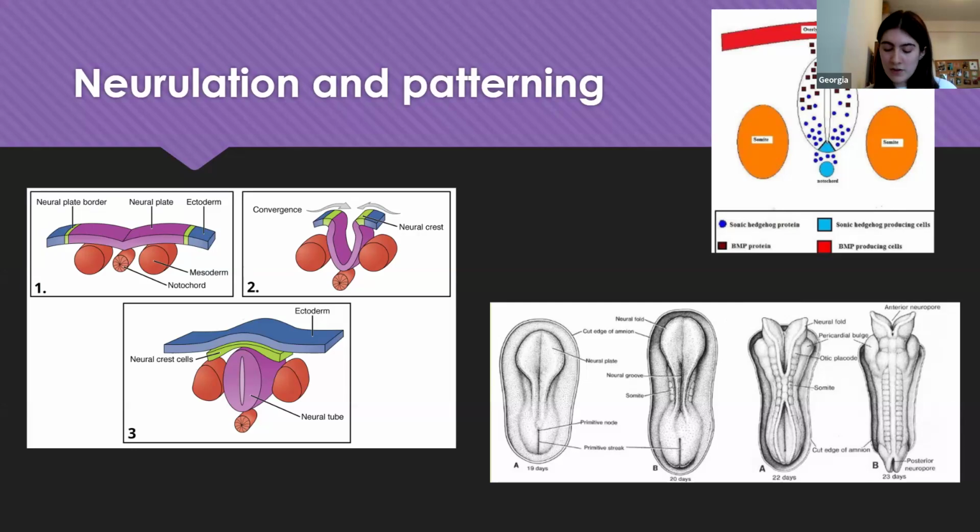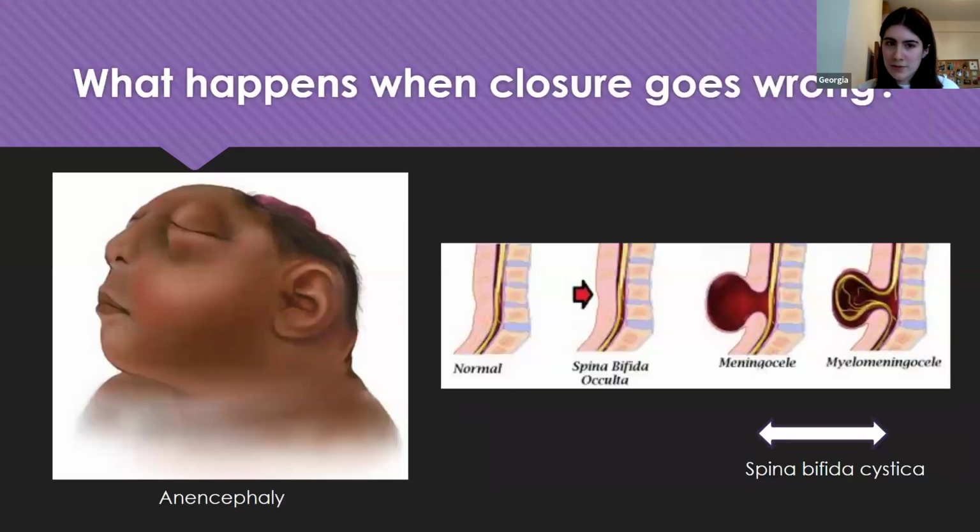The top and bottom are called neuropores, and the rostral one, so that closest to the head, closes at roughly day 28 of development, and the caudal one a bit later on day 27. Neuropore closure is really important, and if it goes wrong, then there can be a range of different outcomes. So what happens depends on whether it is the top neuropore or the bottom neuropore that fails to close.